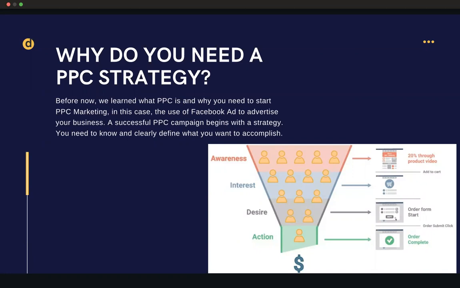Meaning you should have a strategy. And by strategy, we mean what are the steps? What are you doing differently from what other people are doing that are not working for them? What would you do to make sure that this campaign converts, right? You need to know and clearly define what you want to accomplish.